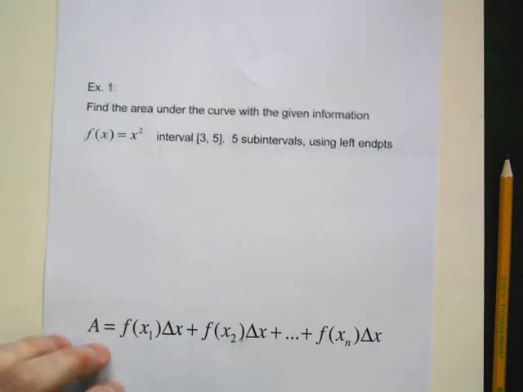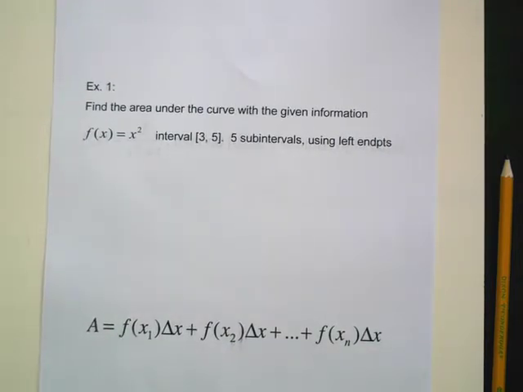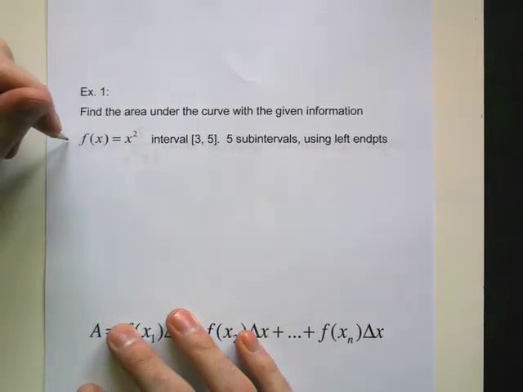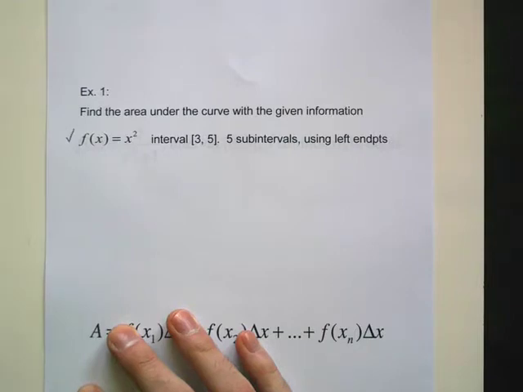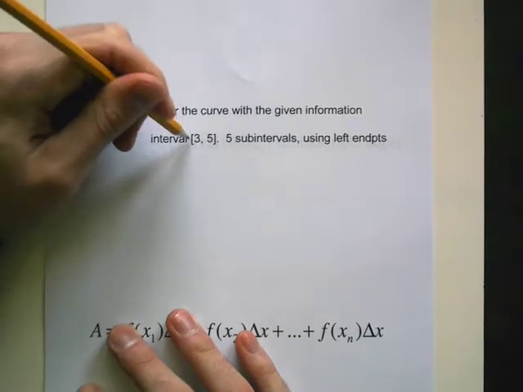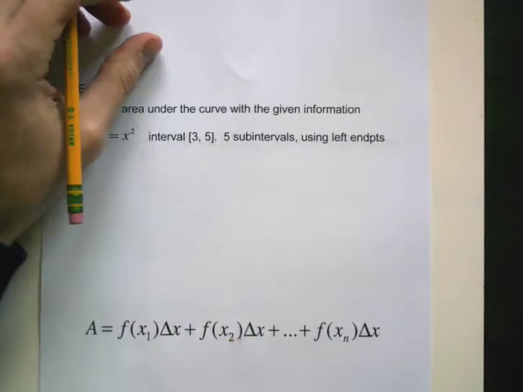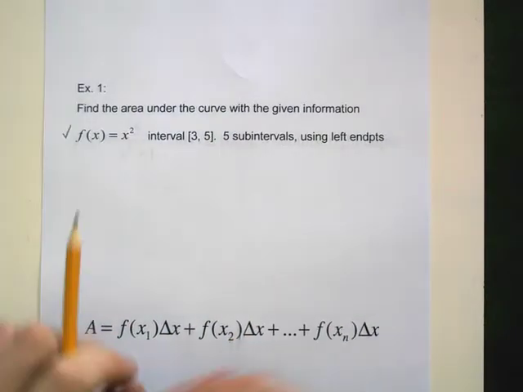Example 1. Again, pause the video if you need to write it down. Otherwise, I'll jump right into it. It says find the area under the curve with the given information. It gives us our function, f of x, or y equals x squared, over the interval of 3 to 5, with 5 subintervals using left endpoints. Okay, what does that mean?